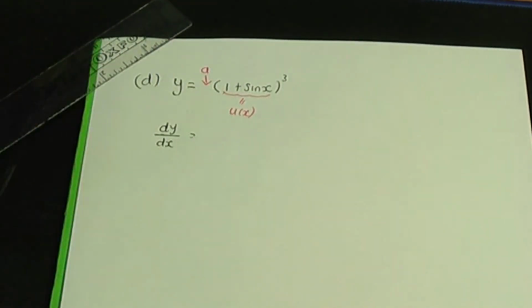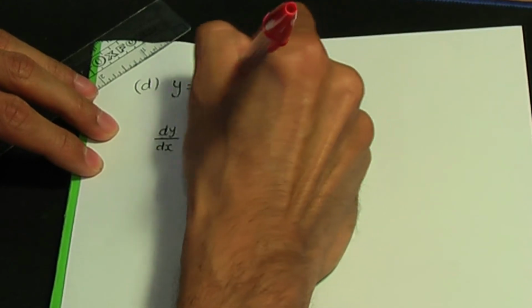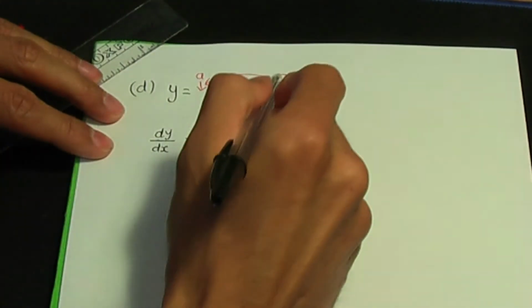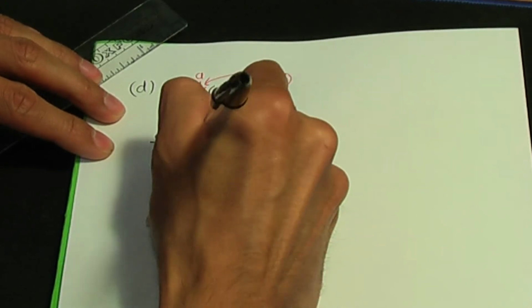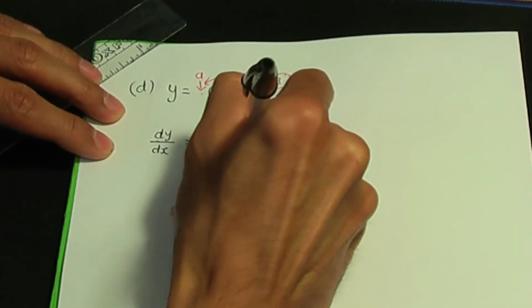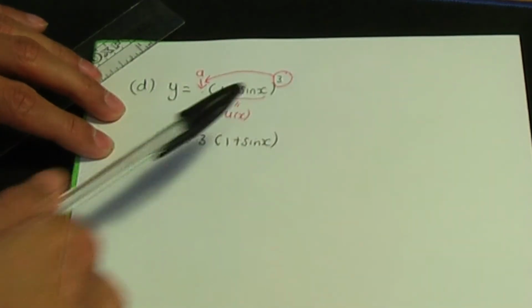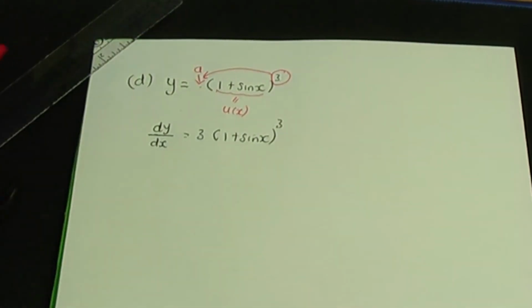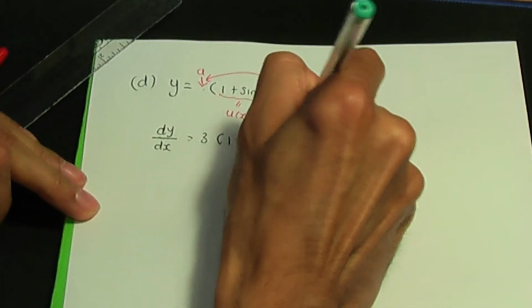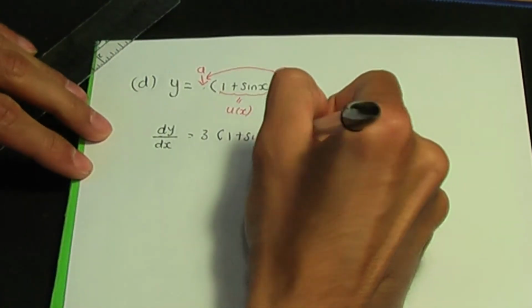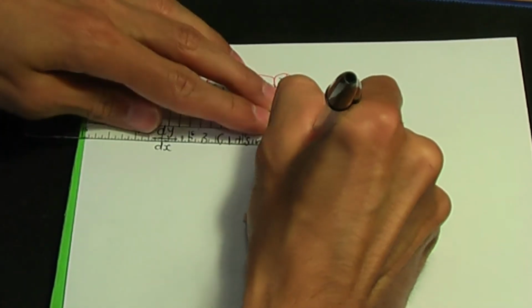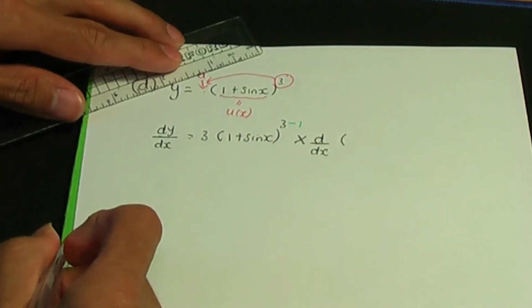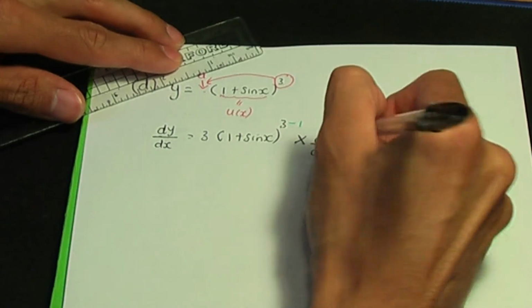So dy over dx. Remember the idea. First we multiply by the power. So let me take that red pen. If we multiply by the power, 3 times the 1 in front is 3 into 1 plus sine x. And don't forget, we need to subtract 1 from the power. So it's 3 minus the 1. And we also need to multiply by d by dx of the u term, and our u term is 1 plus sine x.